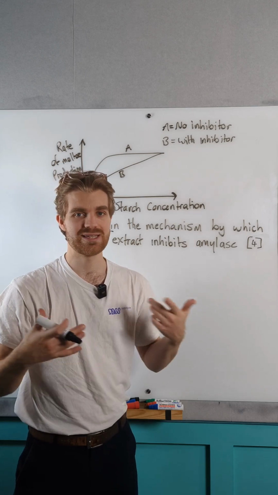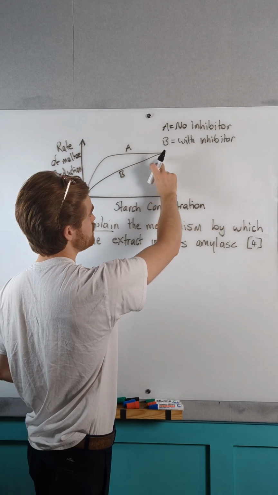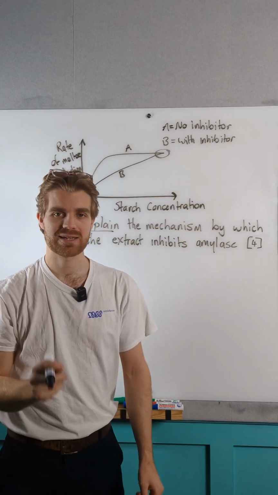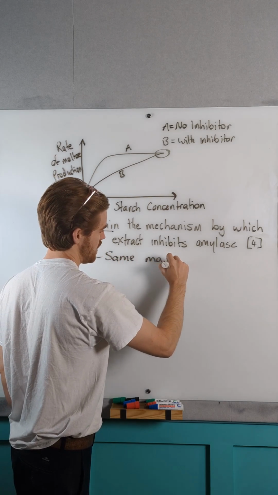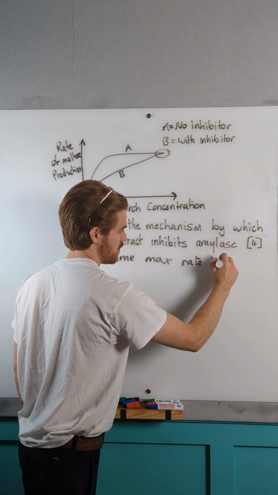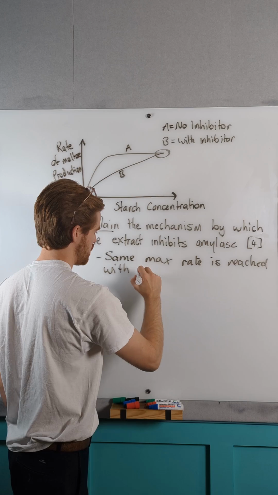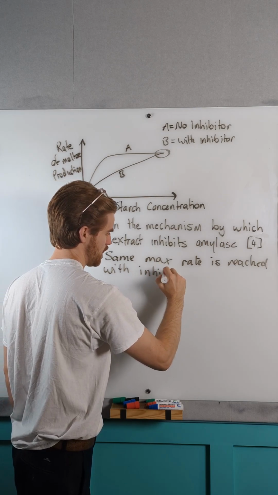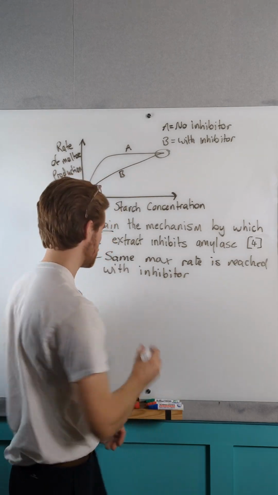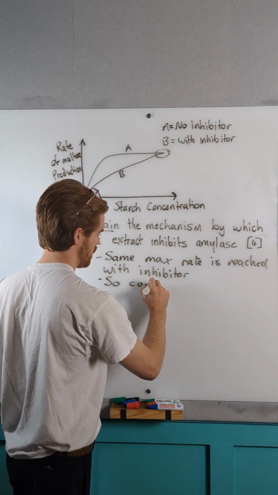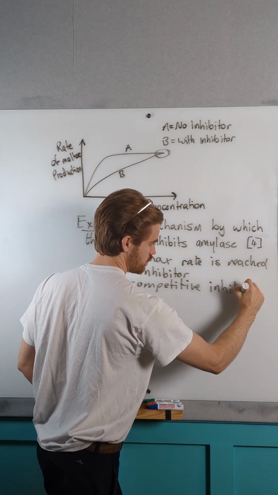So firstly, what is happening and how do we recognise that from the graph? Well, we can see that with the inhibitor, we achieve the same maximum rate. So the same maximum rate is reached with the inhibitor. And so that must mean that it is competitive inhibition.